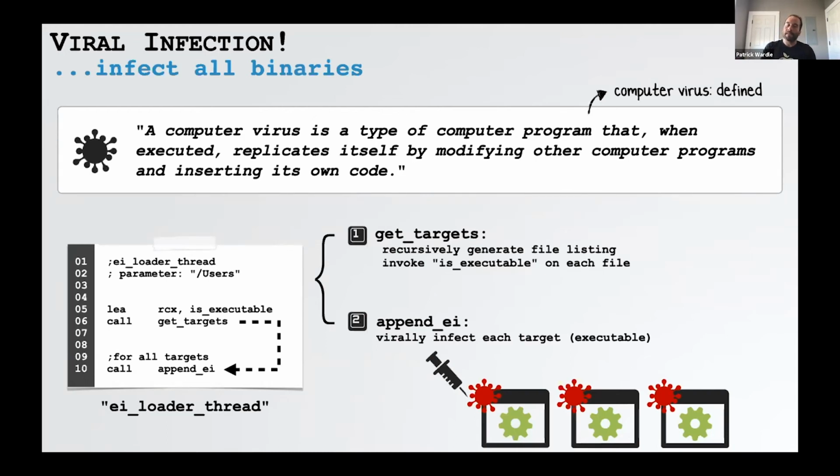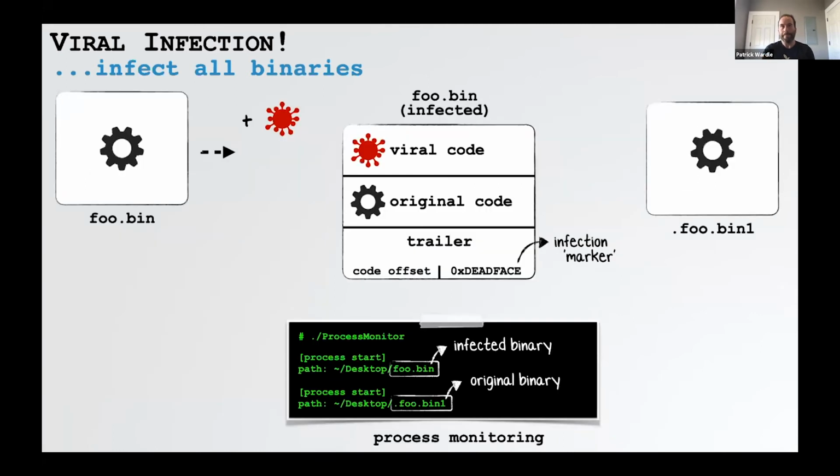What EvilQuest does, though, is in a background thread, invoke a function called getTargets to get a list of executables on the infected system. And then for each target executable, it invokes a function named append.ei. As its name implies, the append.ei function appends the malware, again, EI stands for effective idiot, into each of these target executables. More specifically, it inserts itself at the start of the executable while adding a trailer that points to the offset of the executable's original code. The trailer also contains an infection marker.